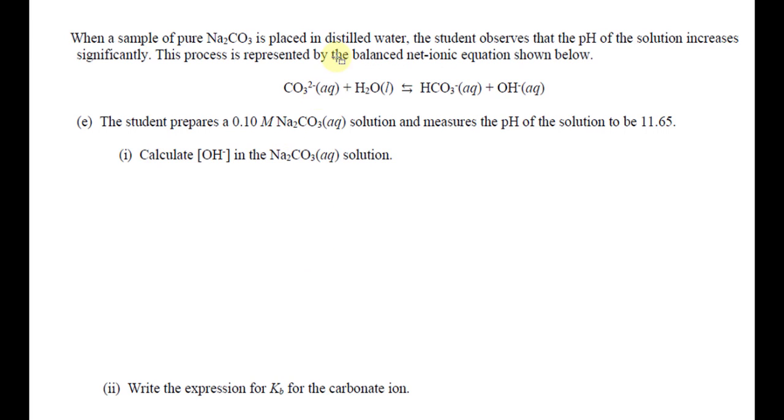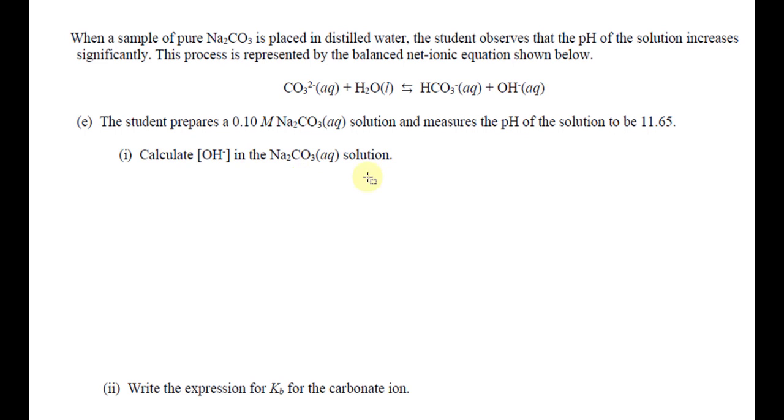Well, here's the question. When a sample of sodium carbonate is placed in distilled water, this is the product that was produced in the last reaction, the student observes that the pH of the solution increases significantly. This process is represented by the balanced net ionic reaction shown below. Okay, here's our carbonate ions. They react with water, and they make the hydrogen carbonate back again, and hydroxide ions. Okay, that we understand. The student prepares a 0.10 molar sodium carbonate solution and measures the pH of the solution to be 11.65. Calculate the hydroxide ion concentration in the solution.